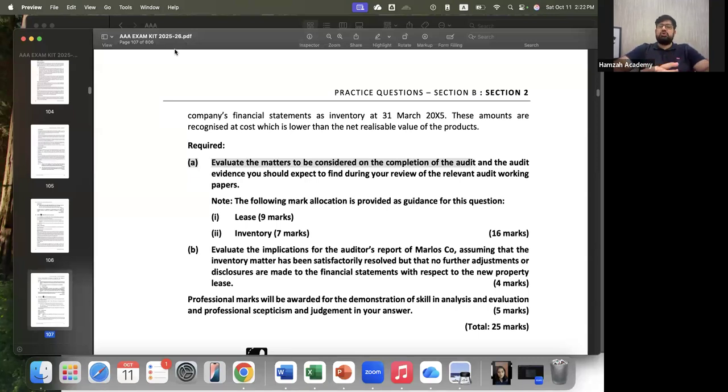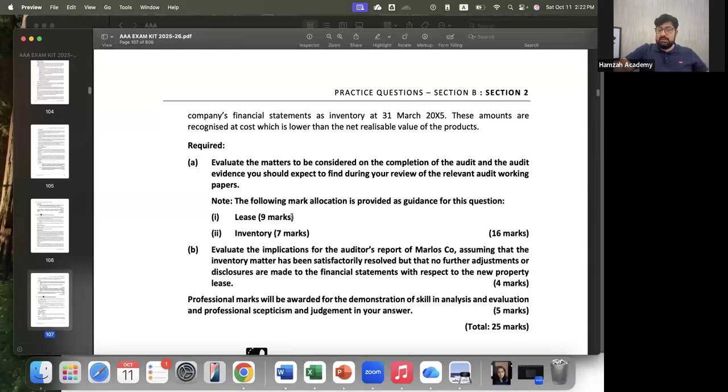So now two requirements are here. The first one is lease, the second one is inventory. Audit evidence you expect to find. And we have discussed the difference between audit evidence and audit procedure in very much detail. If you are confused about it in any way, you should go through that lecture where I have explained it clearly with so many examples, what is the difference between evidence and procedure.